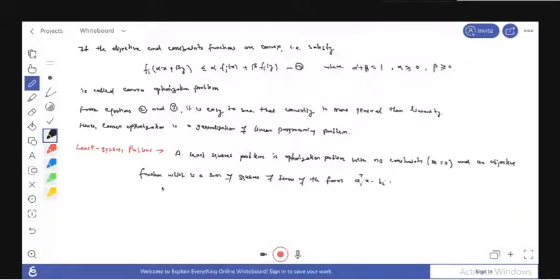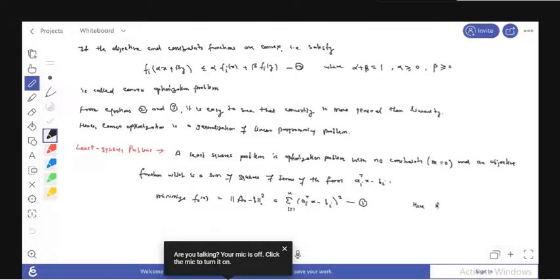This is categorized as the least square problem: minimize your objective function, which is defined as the norm of Ax minus b, or in this form, the sum for i equals 1 to k of (ai transpose x minus bi) squared. Basically, this is a sum of square terms.